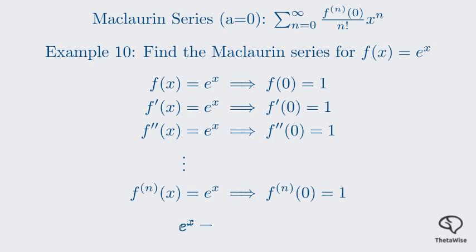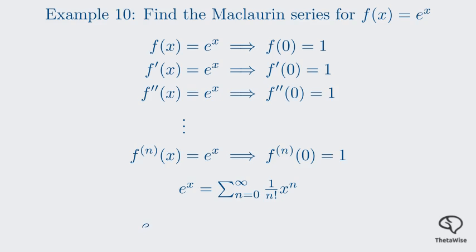The Maclaurin series for e to the x is the sum from n equals 0 to infinity of 1 over n factorial times x to the n. Let's write out the first few terms. This is 1 plus x plus x squared over 2 factorial plus x cubed over 3 factorial, and so on. This series converges for all real numbers x.